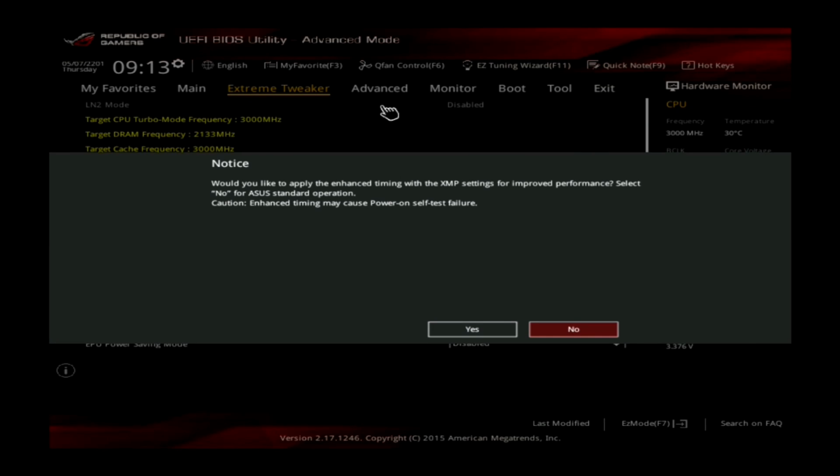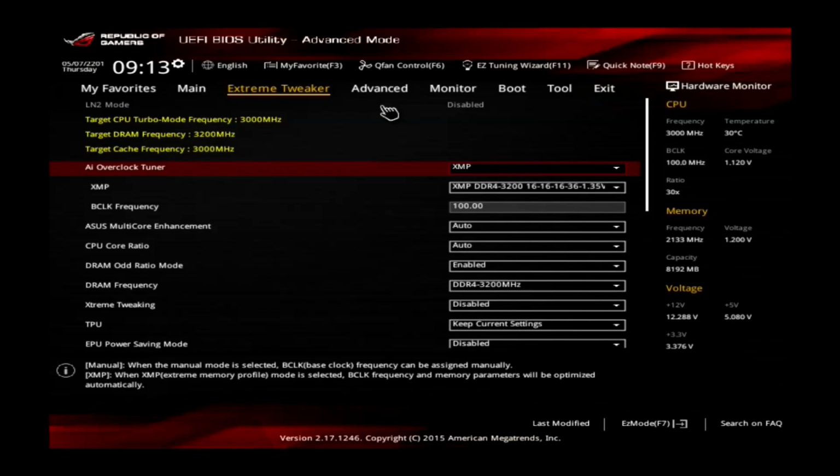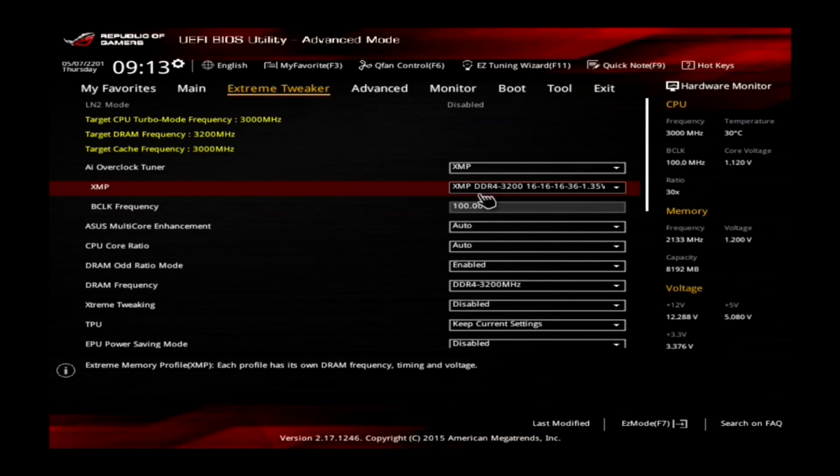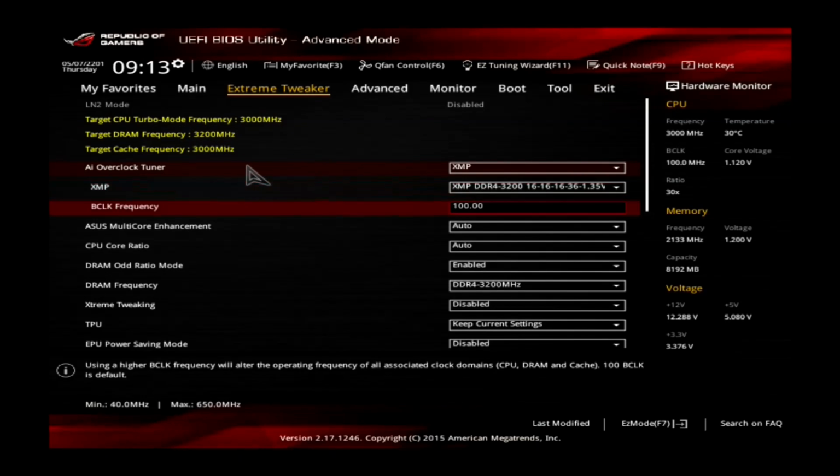Okay, go to the Extreme Tweaker and set the AI Overclock Tuner to XMP to apply the correct memory settings. Select No. You can see that my memory is DDR4-3200, and this is the setting we will have with the current configuration. So we will clock this Pentium to 4300 megahertz. So we will need around 143 here.